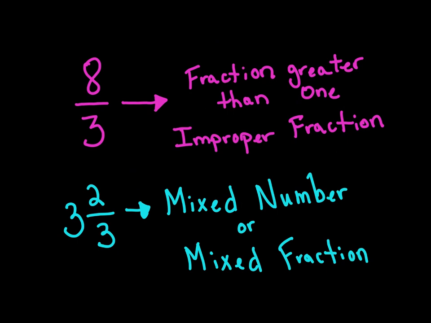To review, let's talk about 8/3 as an improper fraction or a fraction greater than 1, and that's when your numerator has a bigger number than your denominator. Then you have a mixed number or a mixed fraction, whatever you prefer to call it. 3 and 2/3. 3 is your whole number, which is attached to a fraction of 2/3.